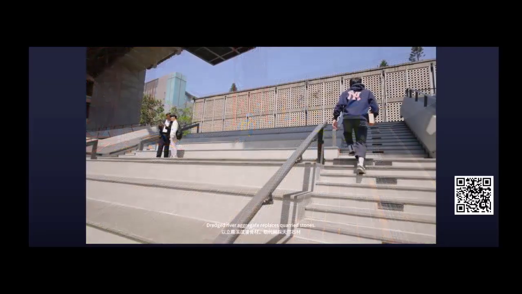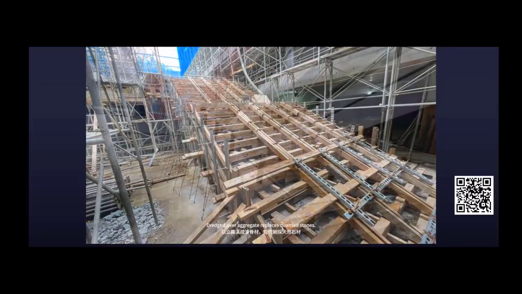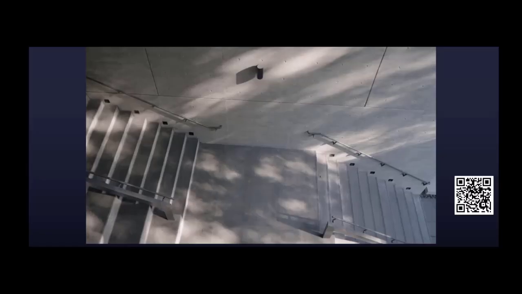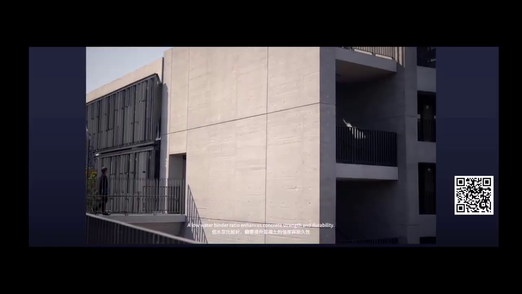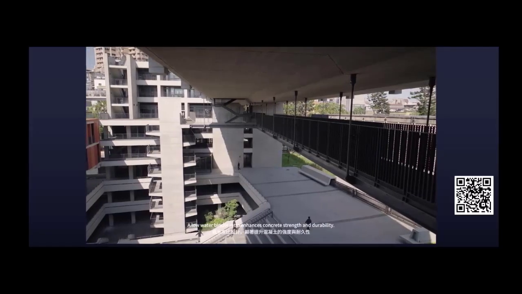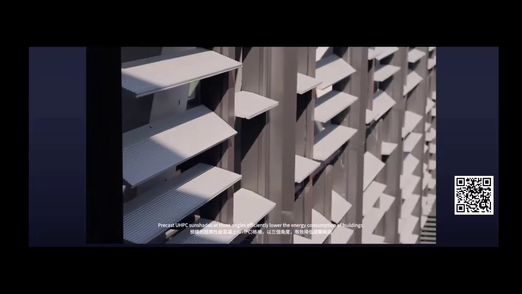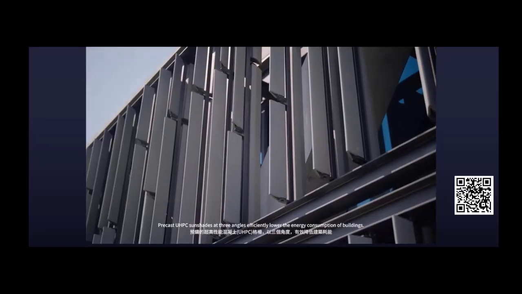Sustainability begins with how we mix the concrete. Dredged river aggregate replaces quarried stones. Slag instead of cement, reducing carbon emissions by 2 million kilograms. A low water binder ratio enhances durability and serviceability. Precast UHPC sunshades at 3 angles efficiently lower heat loads.